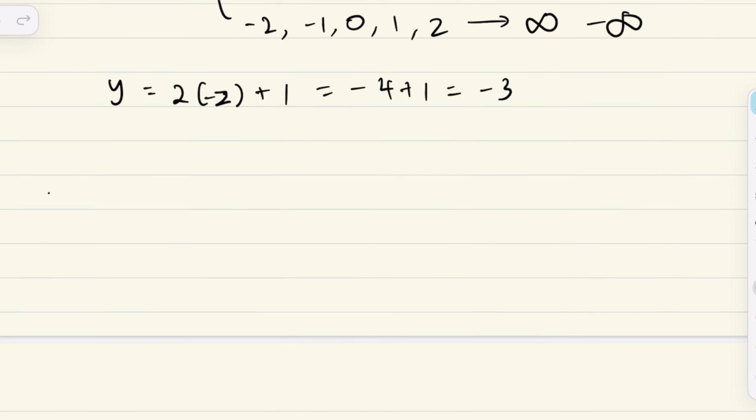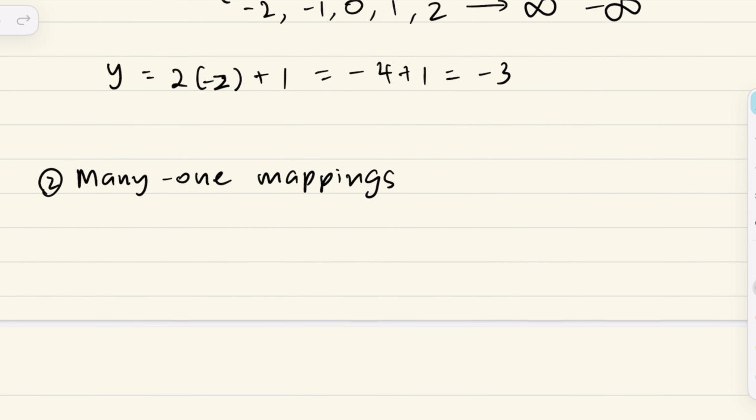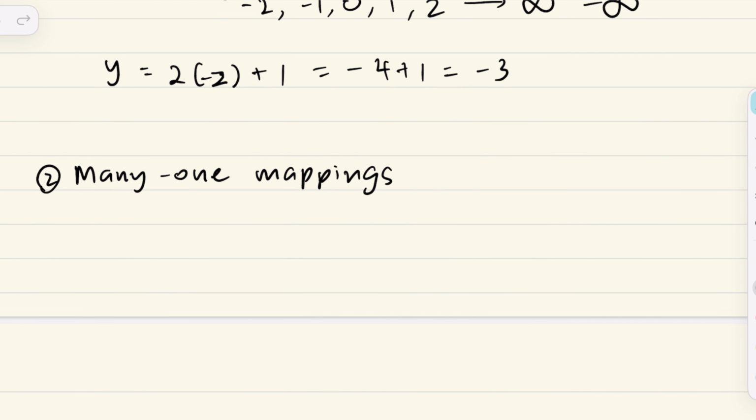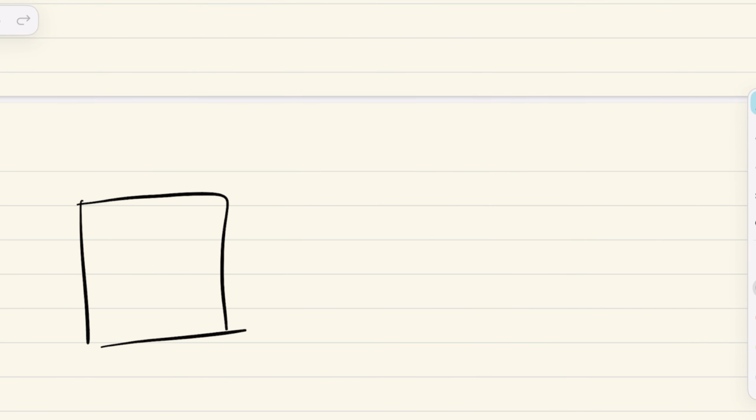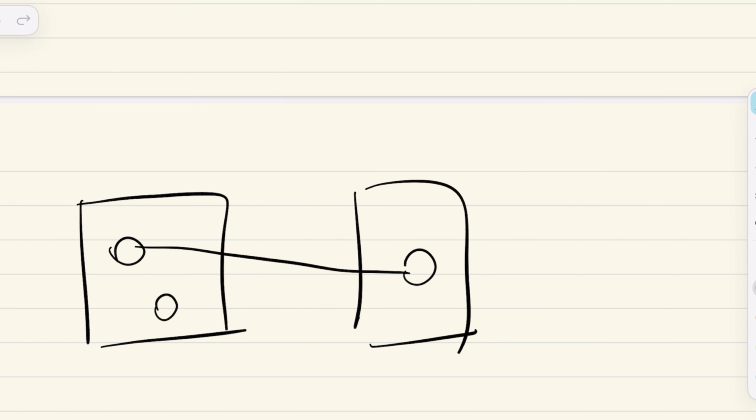Next up, we have many-to-one mappings. In many-to-one mappings, different inputs can give the same output. So let's draw that here. This is our inputs. This is our outputs. So different inputs can give you the same output.